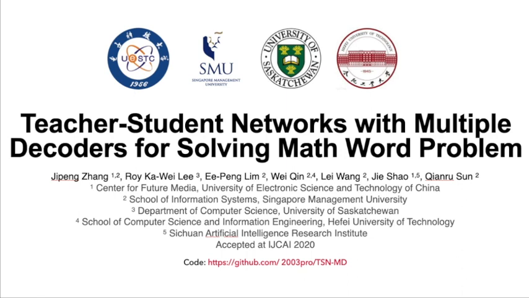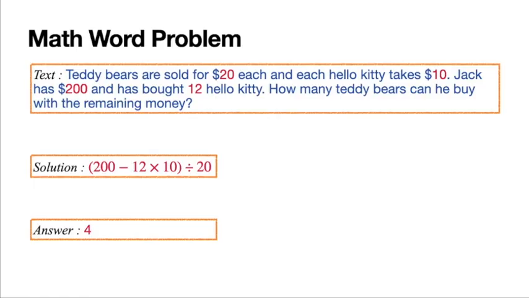I am going to present our teacher-student networks with multiple decoders, a novel method for solving math word problems. Typically, a math word problem is composed of a problem description text, a solution expression and a final answer. An example is shown in the figure below.